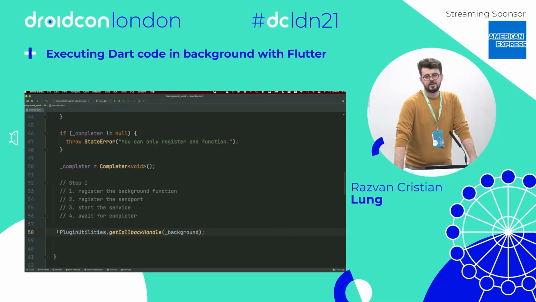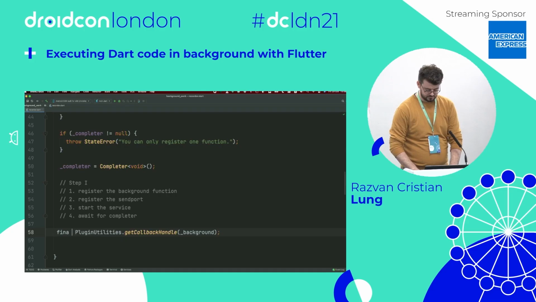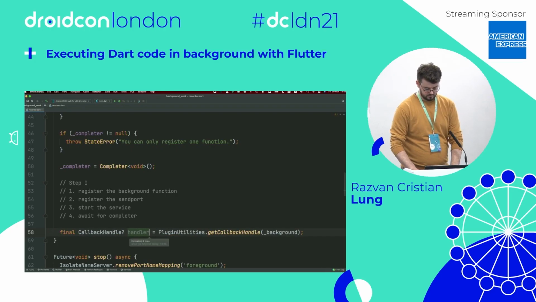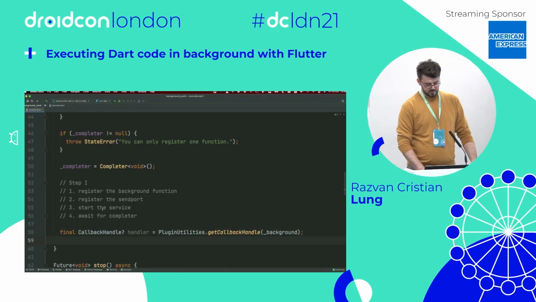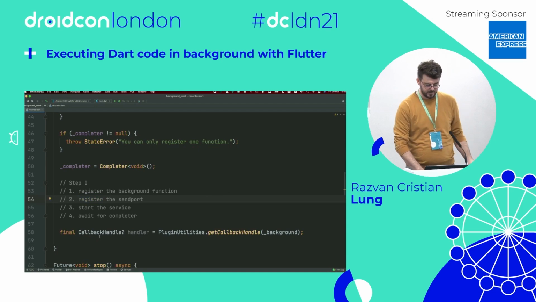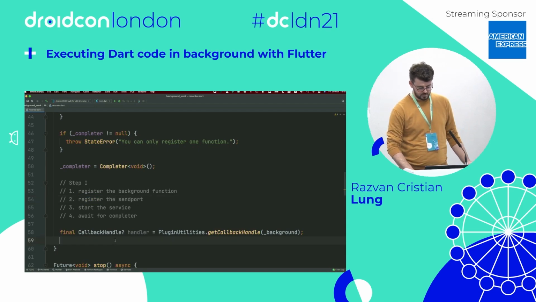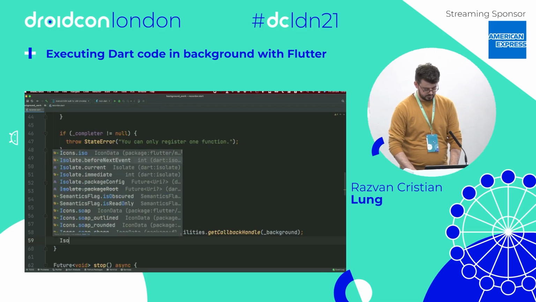Now, it's very important here that we actually give it a static function or a top-level function, because otherwise it's not going to work. If this is not a top-level function, it will give us null. So it's important to keep that in mind. So let's call it handler. Now, the second thing that we want to do with this is to actually register a send port. So for that, we're going to use the second method, IsolateNameServer.